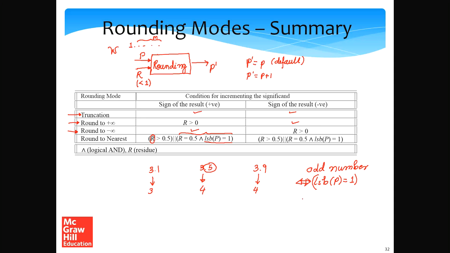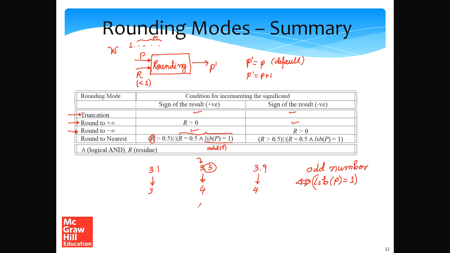And the reason is very simple. In binary notation, since it is a sum of powers of 2, for an even number its least significant position has to contain 0, because the rest of the terms are powers of 2, multiples of 2 essentially. And for an odd number, the least significant bit position should be 1. So what we are essentially checking here is that p is an odd number. In this case, the significand p is 3, which is an odd number, and the residue is 0.5. That's the reason we are incrementing 3.5, rounding it to 4.